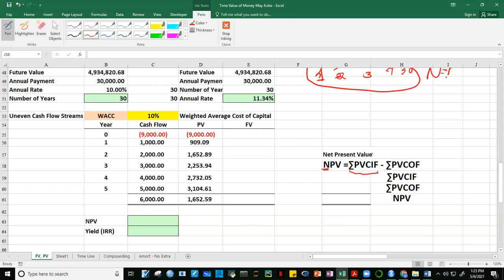Sum of the present value of cash inflows, okay? And then dito, sum of the present value of your cash outflows. So OF there means outflows. Ito, inflows, no? Okay? Present value of cash inflows, present value of cash outflows.